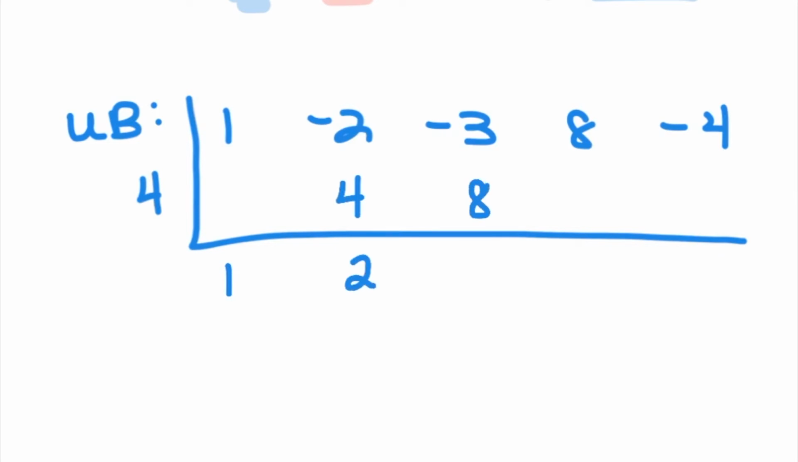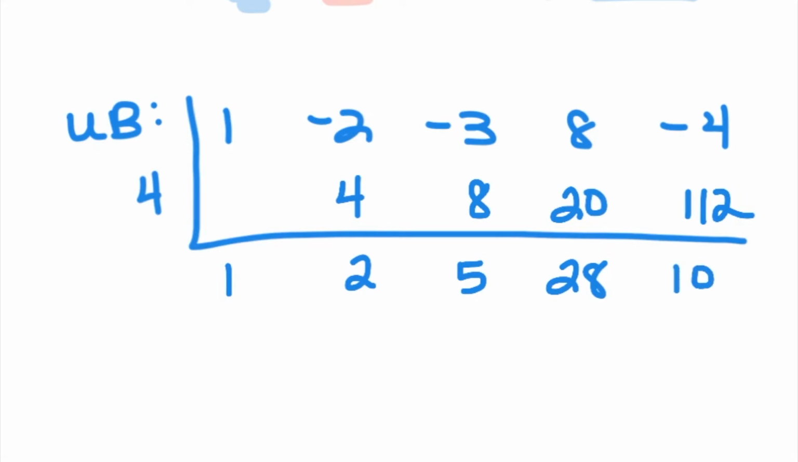2 times 4 is 8. Negative 3 plus 8 is 5. 5 times 4 is 20. 20 plus 8 is 28. 28 times 4. Grab your calculators, ladies and gentlemen. You should get 112. And then negative 4 plus 112 is 108.